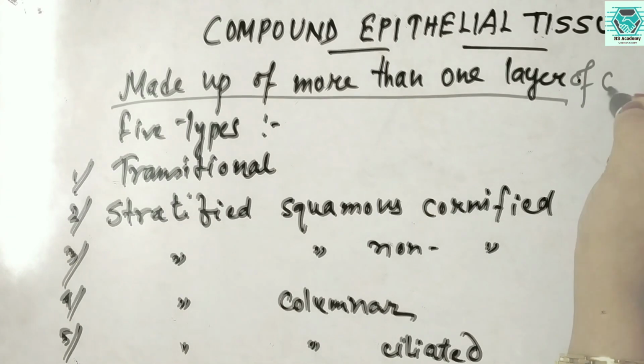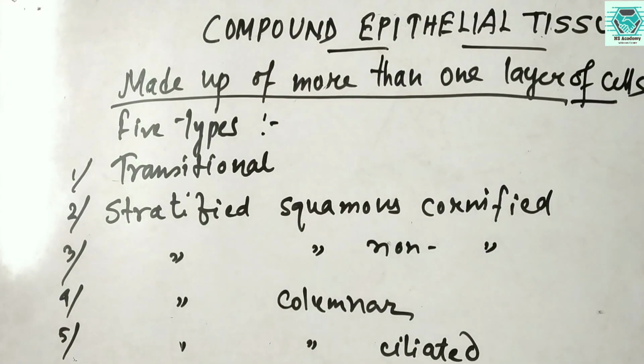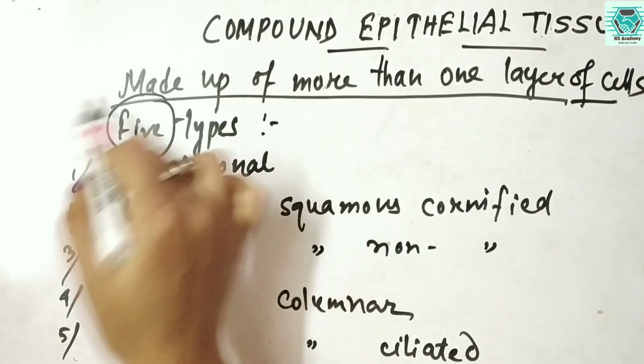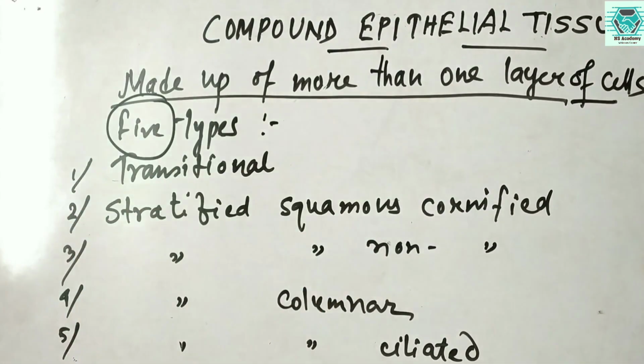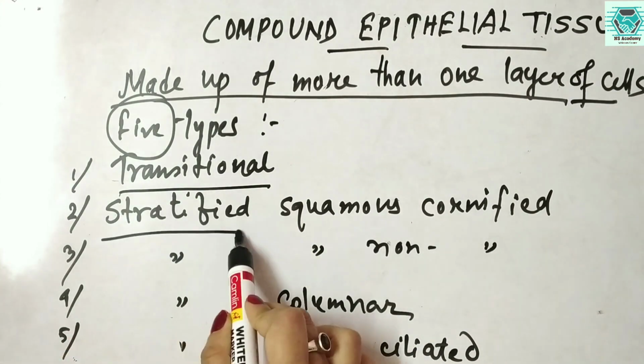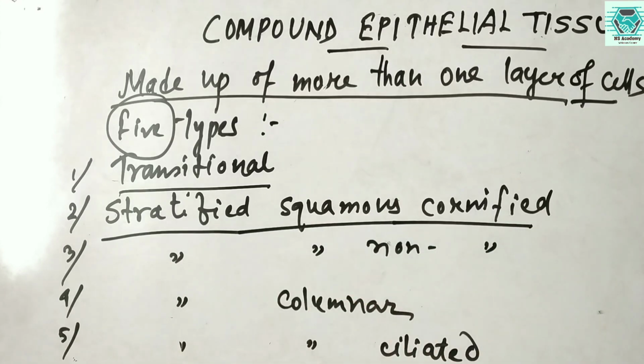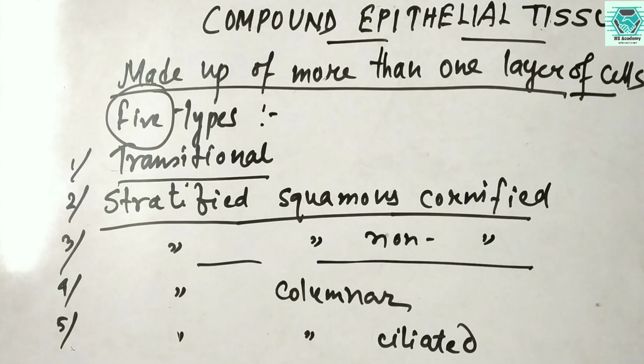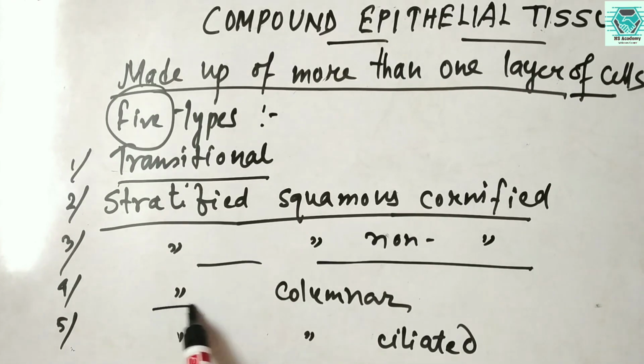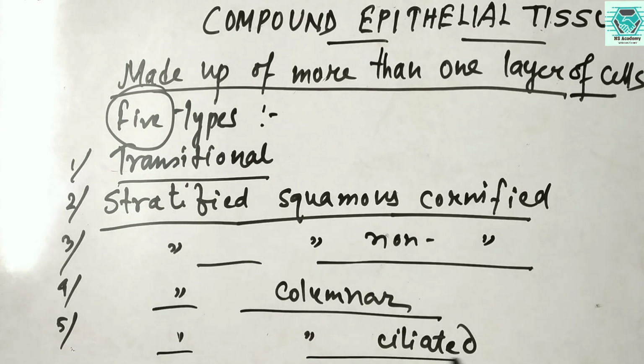Here they are also 5 in number. Number 1 is transitional. Number 2, stratified squamous cornified. Number 3, stratified squamous non-cornified. Number 4, stratified columnar, and number 5 is stratified columnar ciliated.